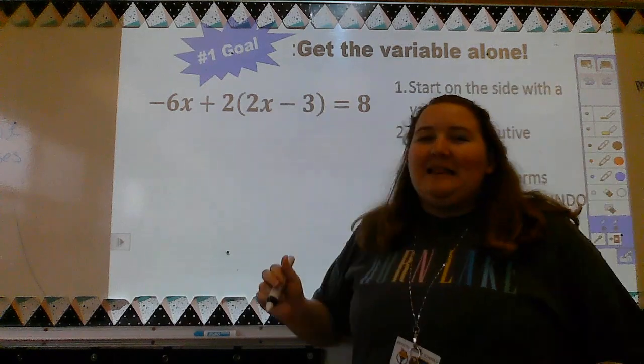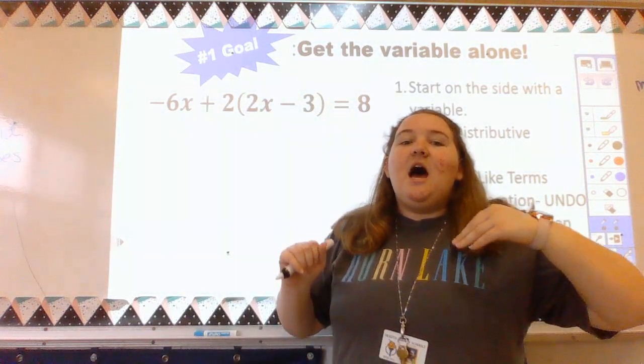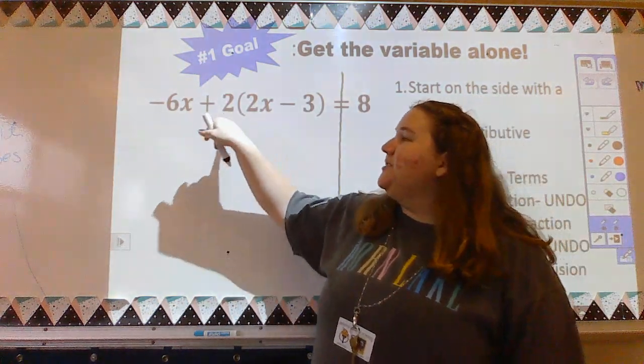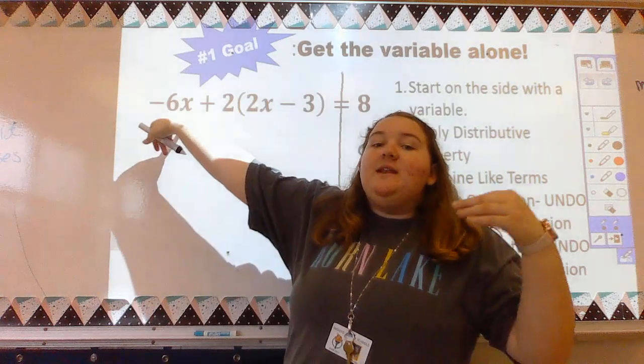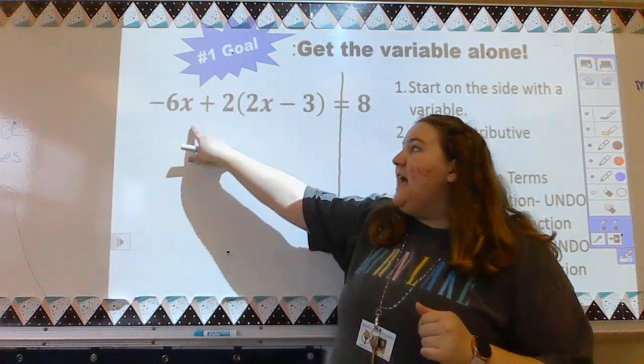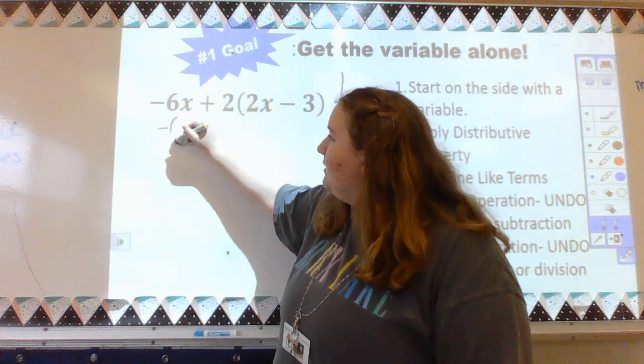Okay, this one looks a little complicated, but that is nothing you can't handle, okay? So, first step, draw that line. We're going to look for our variables. They're over here, okay? Now, there is a parentheses in here. That means we need to distribute. Now, negative 6x is not in the parentheses, so we're going to bring it down.